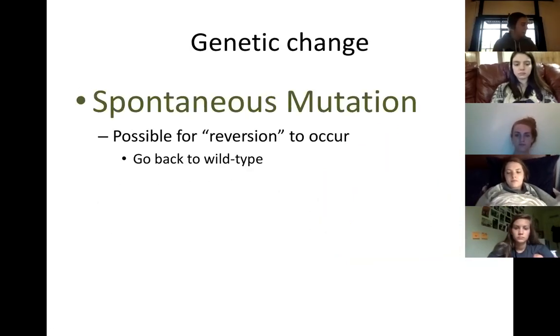Now, what's really cool in prokaryotic cells is that with spontaneous mutations, sometimes it's possible for reversion to occur, right? So this would be in us, like let's say you were born with cystic fibrosis, right?